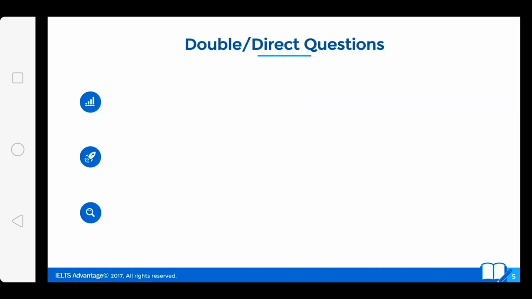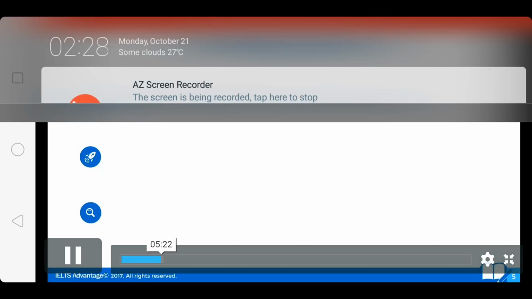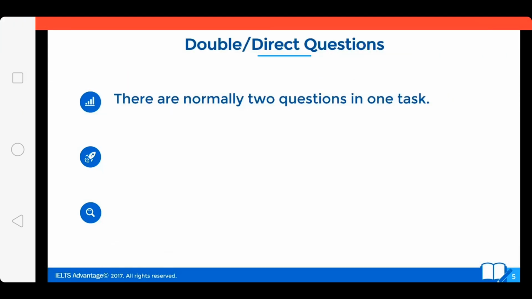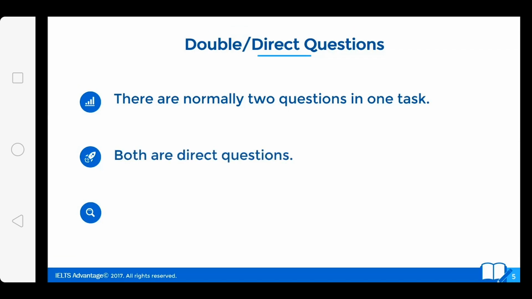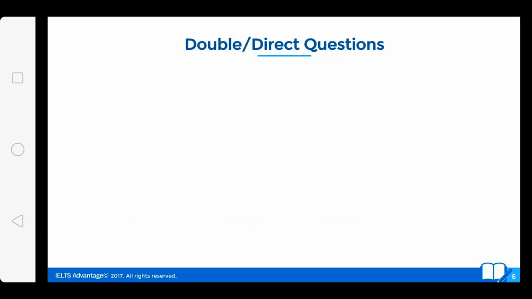Okay, so what are double or direct questions? These are normally two questions in one task. So you'll get a background statement and then you'll be asked two different questions in the one task. And normally these are both direct questions. They are asking you directly what you think about something. And as I've already mentioned, these questions translate very well to the other types of task 2 question.